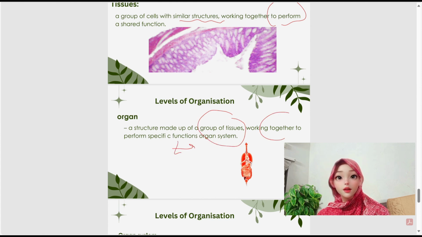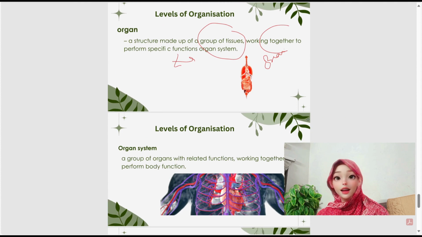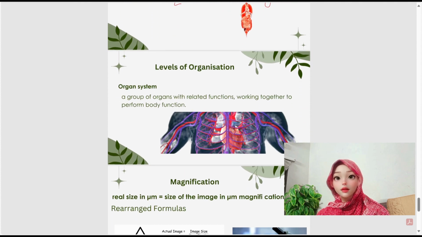a specific function. For instance, the brain is an organ, so nervous tissue forms the organ brain, and afterward these organs unite together to perform related functions and form an organ system. For instance, the brain forms the nervous system, and here is an example of the circulatory system too.